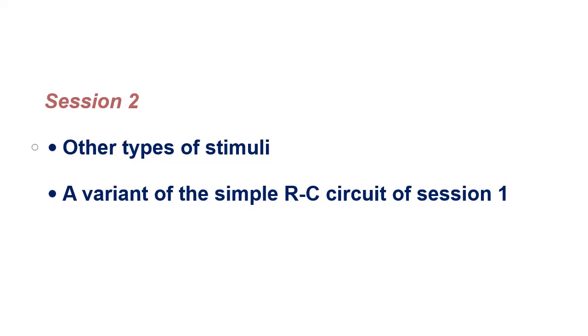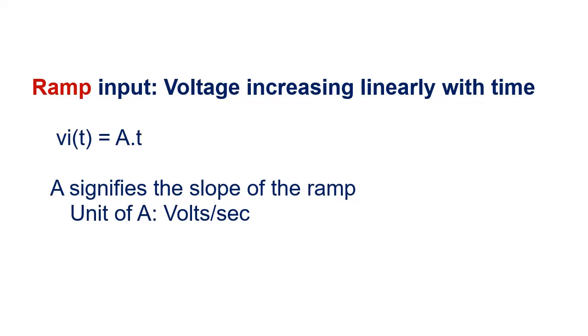Session 2 will start with some other types of stimuli not covered in Session 1. It will then discuss a variant of the simple RC circuit of Session 1. Let us start with a ramp stimulus. Ramp is a voltage increasing linearly with time.